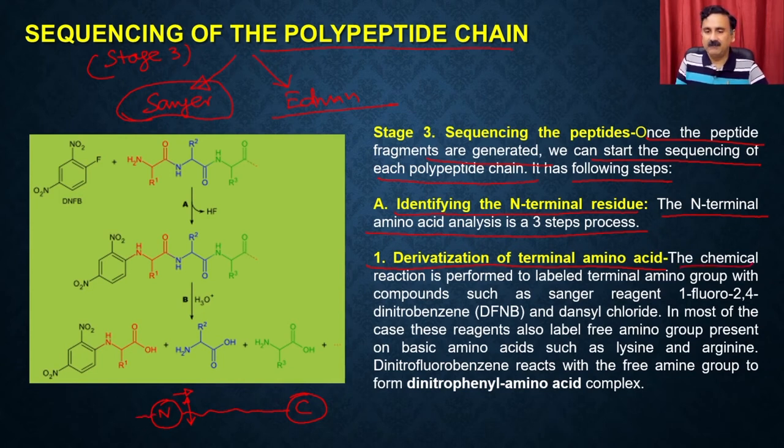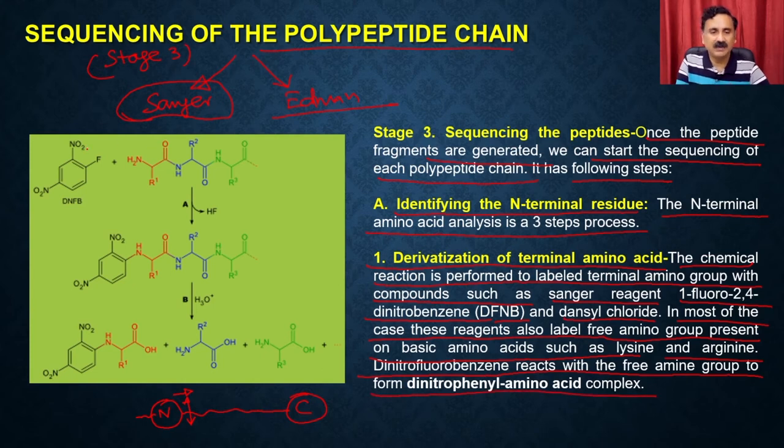A chemical reaction is performed to label the terminal amino acid with a compound such as Sanger's reagent, like 1-fluoro-2,4-dinitrobenzene or DFNB, and dansyl chloride. In most cases, these reagents also label the free amino groups present on basic amino acid side chains such as lysine and arginine. Dinitrofluorobenzene reacts with the free amino group to form the dinitrophenyl amino acid complex.